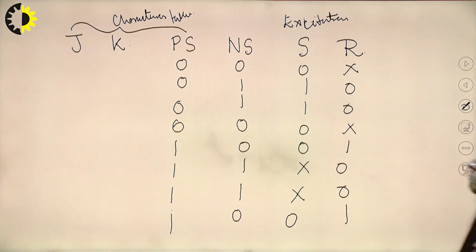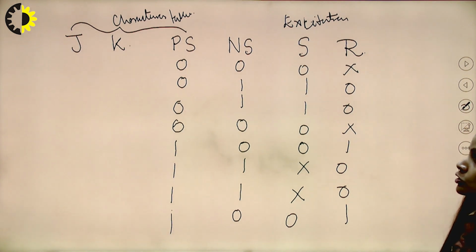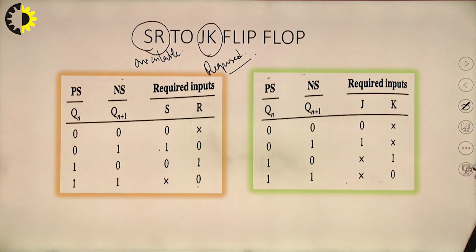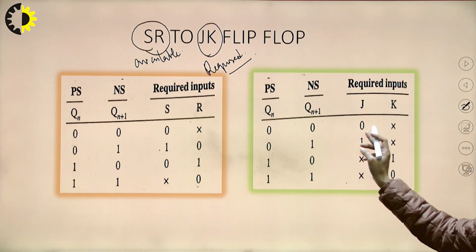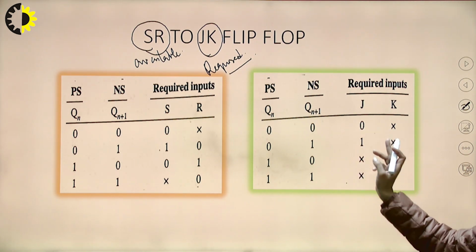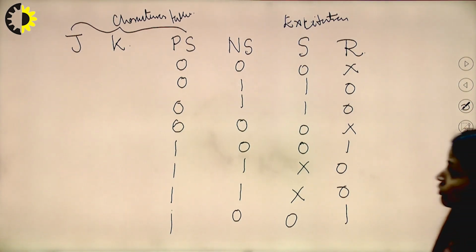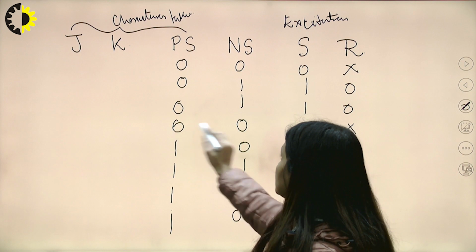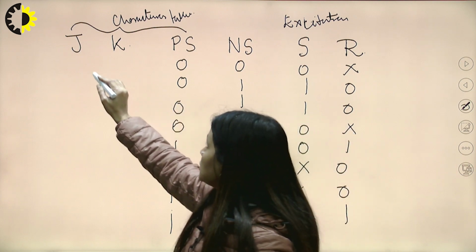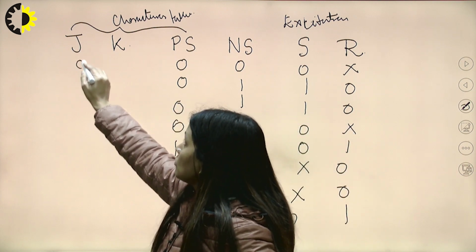Okay. So for 0, 0, present state is 0 and next state is 0. So JK for 0, 0, coming to the JK flip-flop, for 0, 0 there are two possibilities, 0, 1 and 0, 0. 0, 0, so it is 0 cross. Okay, again 0, 0, so this is 0 cross.